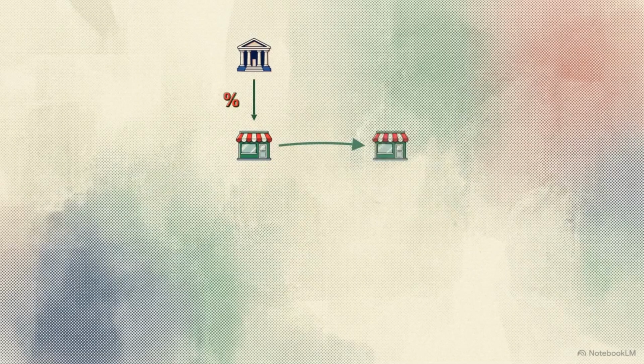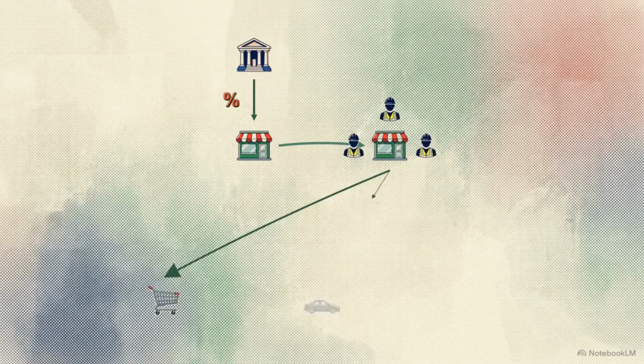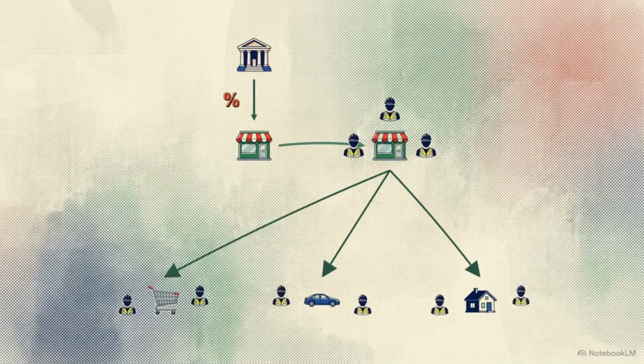Because loans are suddenly cheap, a local business takes on debt to fund an expansion, building a second location and hiring workers. Those newly hired workers have fresh paychecks to buy groceries, cars, and home repairs. Their spending becomes someone else's income, creating secondary job growth.